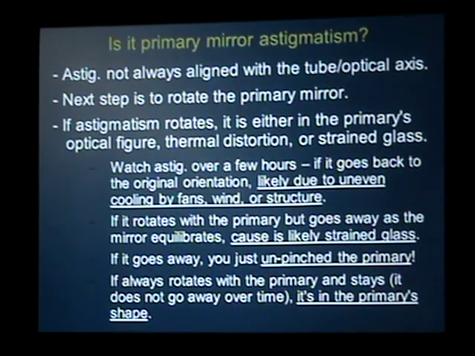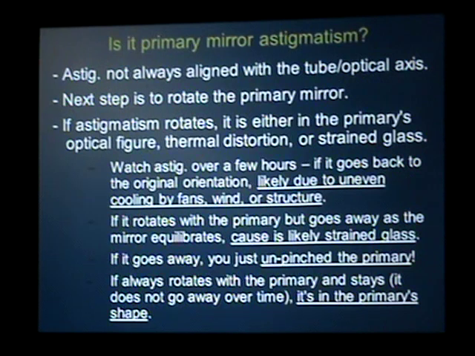So we're going to talk now about the alignment of the astigmatism. We're trying to figure out, is this astigmatism in my primary mirror? That's the worst place it can be, because that's going to cost the most to fix, unfortunately. But I find that most of the time it isn't.